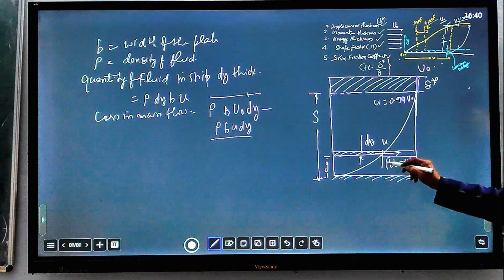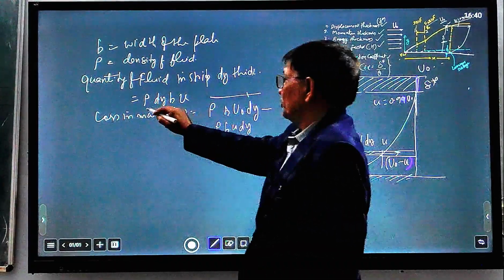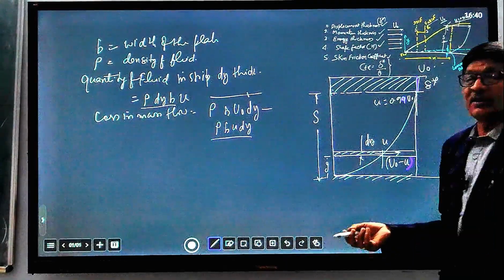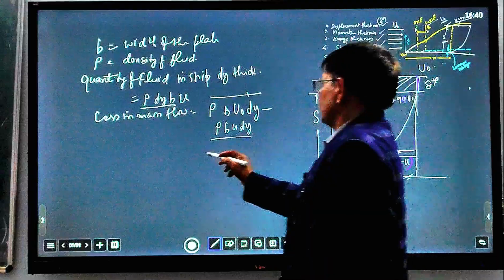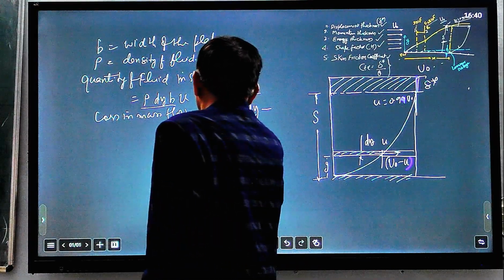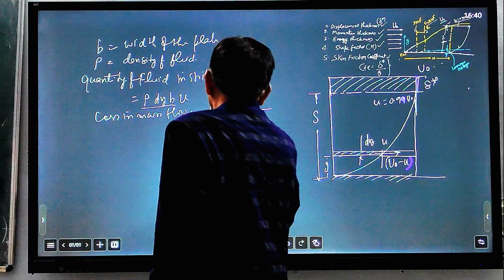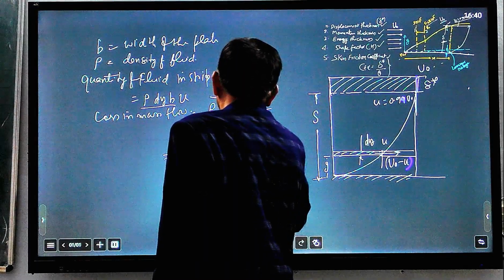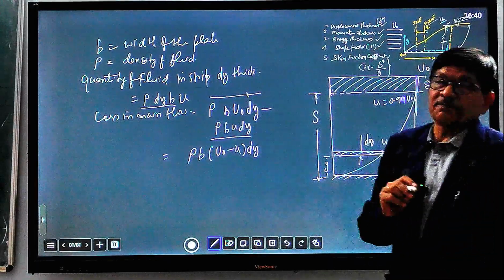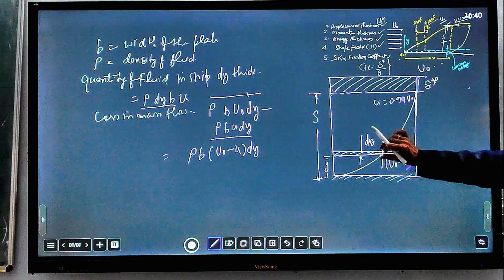But due to formation of boundary layer, this amount is flowing. So net loss, how much net loss of the mass is taking place? That is equal to rho b (u naught minus u) dy. This loss of mass is occurring in this thickness only.